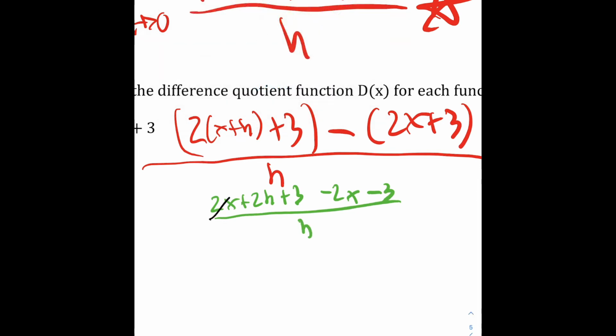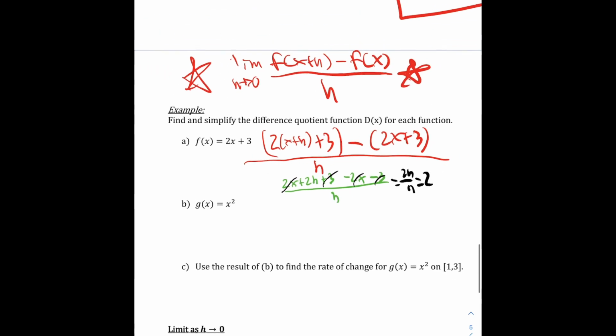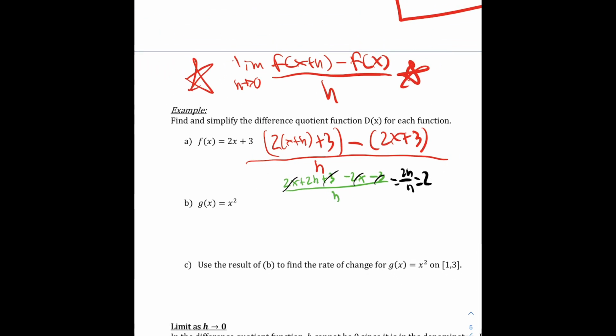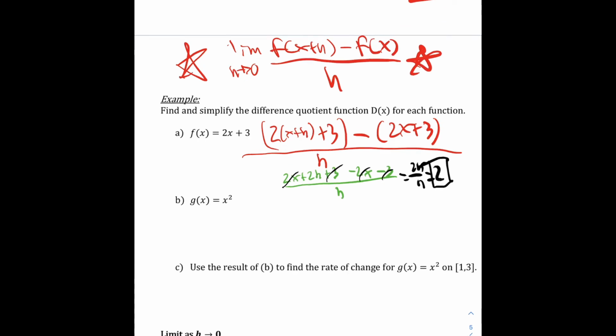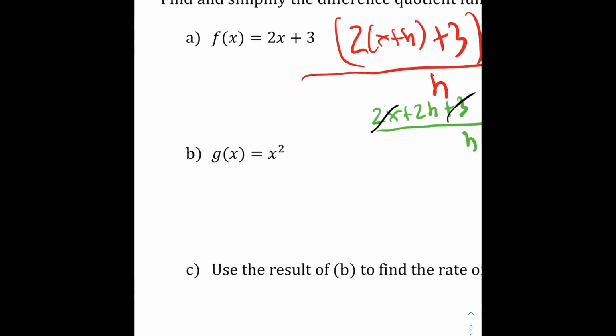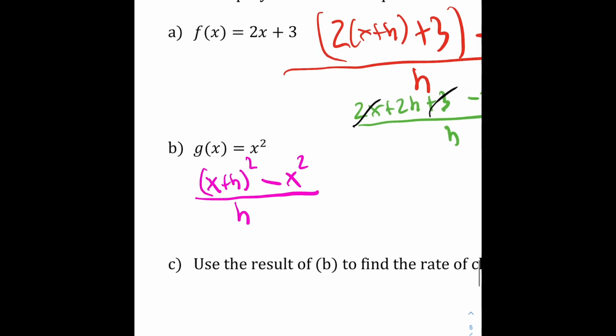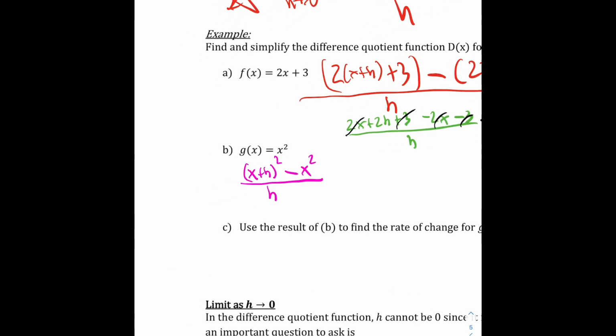What can I cancel out? Cancel, cancel, cancel, cancel. 2h over h equals 2. Therefore, the difference quotient is going to equal 2 for part A. Let's look at B. Again, setting my problem up. I'm going to take x plus h squared minus x squared all over h. I was bad. I should have written the limit. The limit as h approaches 0.